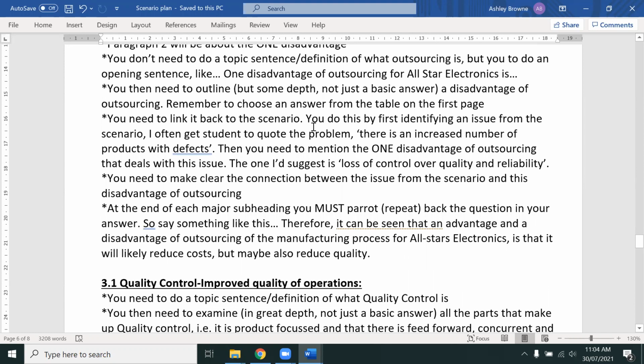This is where we're not so good at doing, and this is the band 6 stuff. You've got to identify the issue. Again, remember I highlighted it that certain color. There's an increase in the number of product defects. So if you were to outsource, a further disadvantage is that, and there's another thing from the scenario, so 2 quotes. All right, so the connection there would be that if you are to outsource, you're likely to have poorer issues with quality. All right, outsourcing tends to reduce quality, and that's a disadvantage.